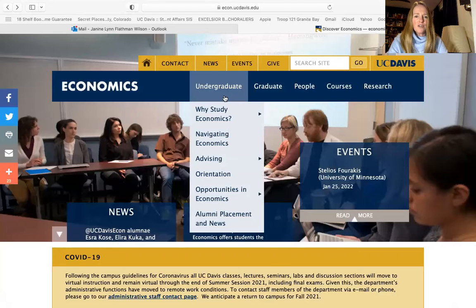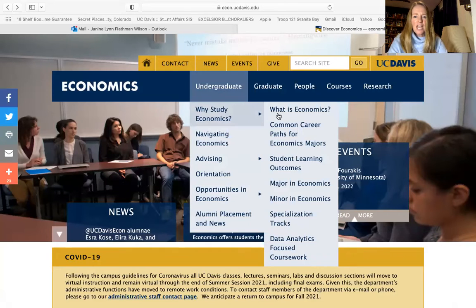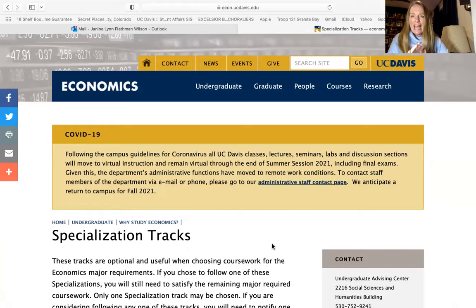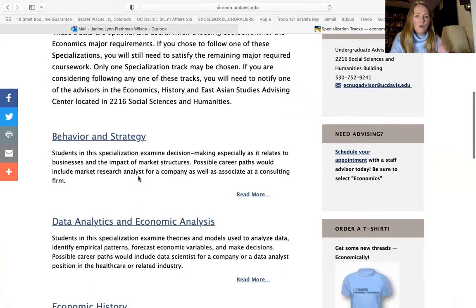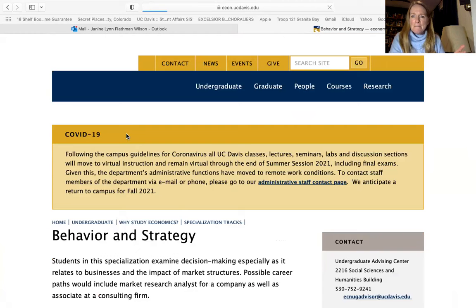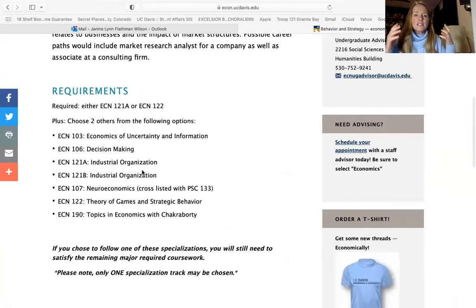When you go under undergraduate, why study economics, there is this tab called specialization tracks. What's really nice about this look at specialization tracks is that it gives you an idea of how to conceptually group some of our classes here in the Department of Economics. So under behavior and strategy, you can see, oh okay, this is decision making, this is game theory, this is economics of uncertainty, topics in economics with Chakraborty, that's really behavioral economics at a higher level.